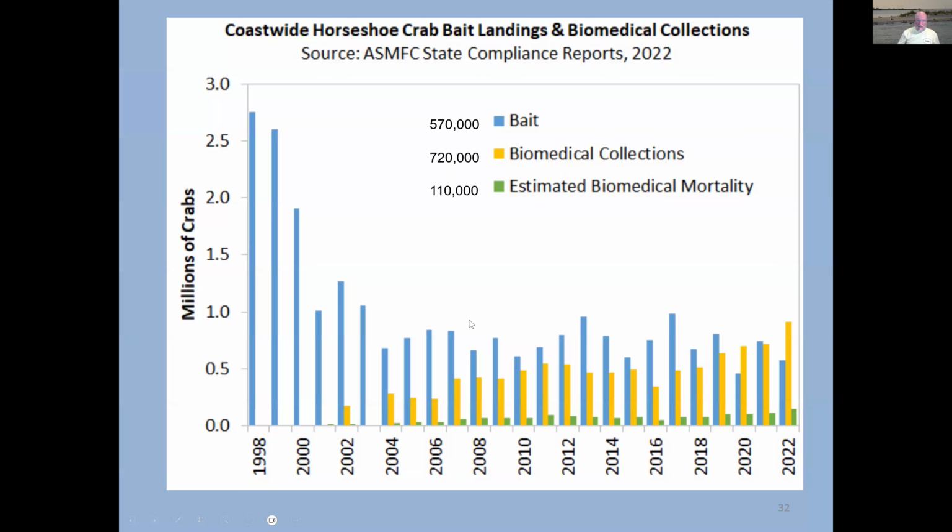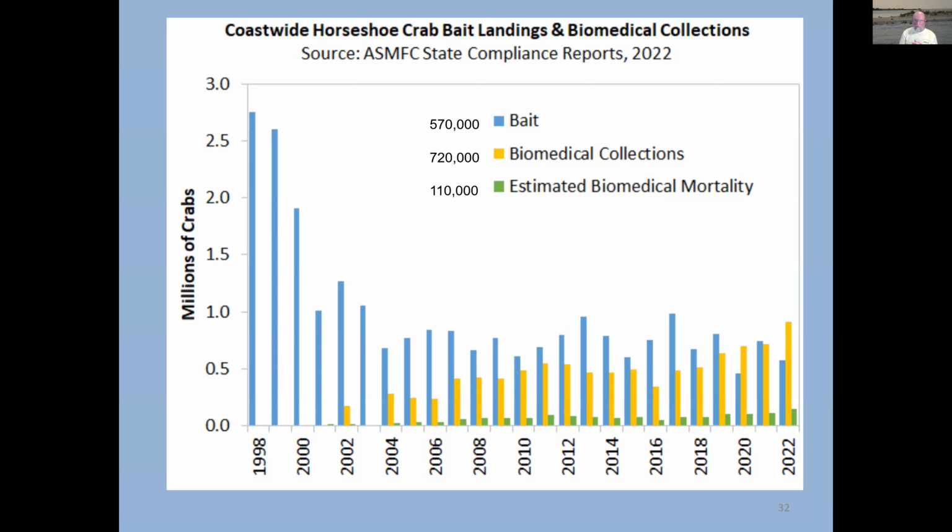This is the harvest of crabs historically for the last 20 years. You can see back around 1998, there were 2.5 to 3 million crabs being harvested every year just for bait, and those were all being killed. More recently, it's been less than 1 million. The latest figures, in 2022 or 2023, show about 570,000 were caught for bait.